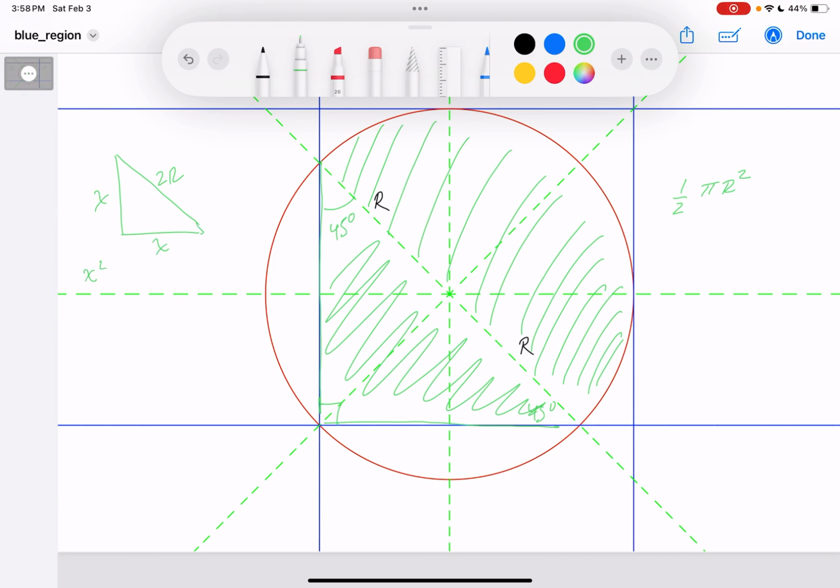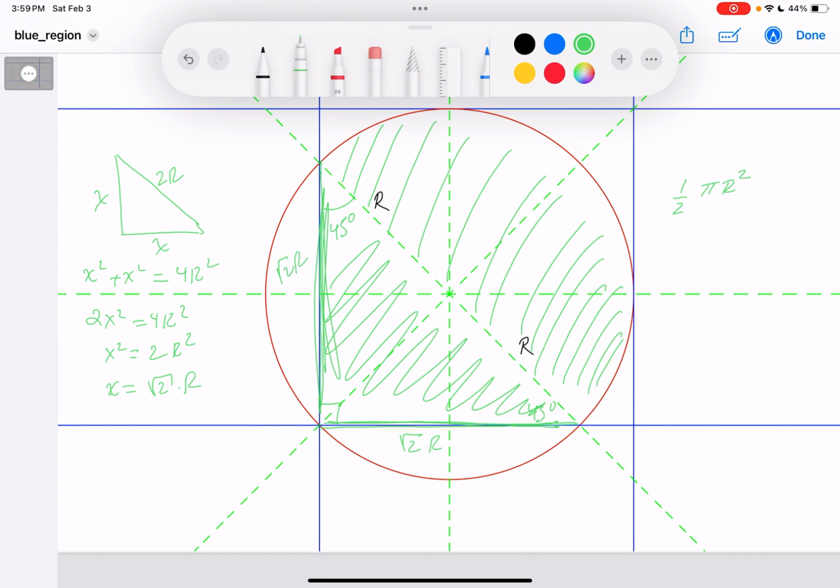So it's x squared plus x squared equals 4r squared. I just want to figure out what x is, and then we'll put it down. You get 2x squared equals 4r squared. I'm going to divide through by 2. You get x squared equals 2r squared, so x equals root 2 times r. So I know that this side of that triangle is root 2 r, and this is also root 2 r.